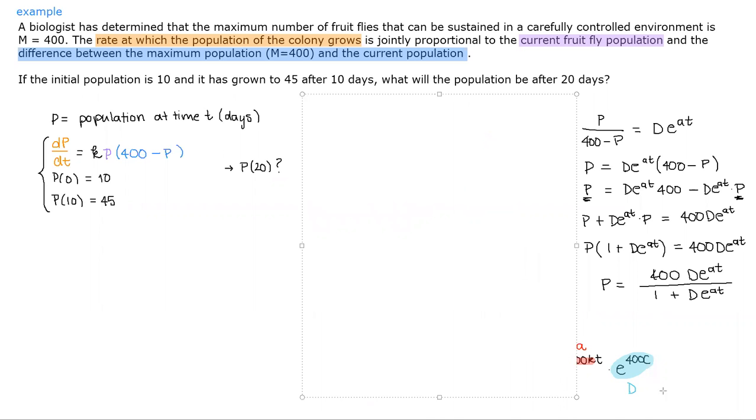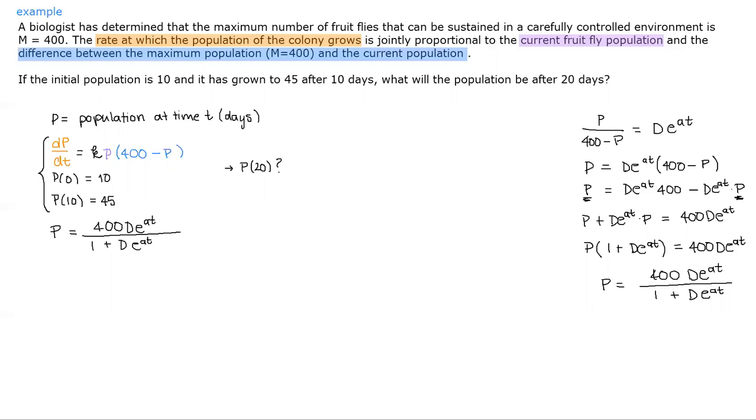And all that I have to do now is find the values of a and d. Okay, so here is what I have. So I have that p is equal to 400 times d e to the a times t divided by 1 plus d e to the at. Now here you're going to hate me because I'm going to change the names once again, but you see I have d e to the at that occurs a lot in the expression that I have over here, right? So I have one at the top and one at the bottom.